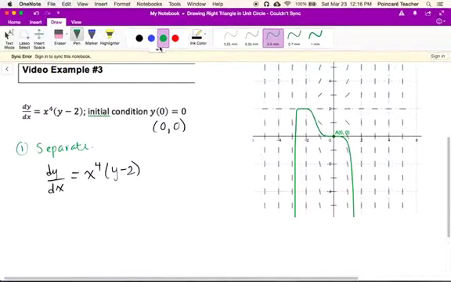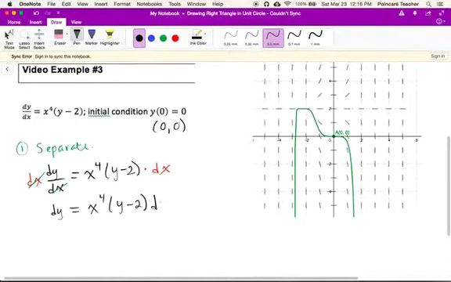So just like the other one, I'm going to be consistent. I'm going to multiply both sides by dx. And that means that these two dx's will cancel out. And then what I have left is dy equals x to the fourth times y minus 2 dx.